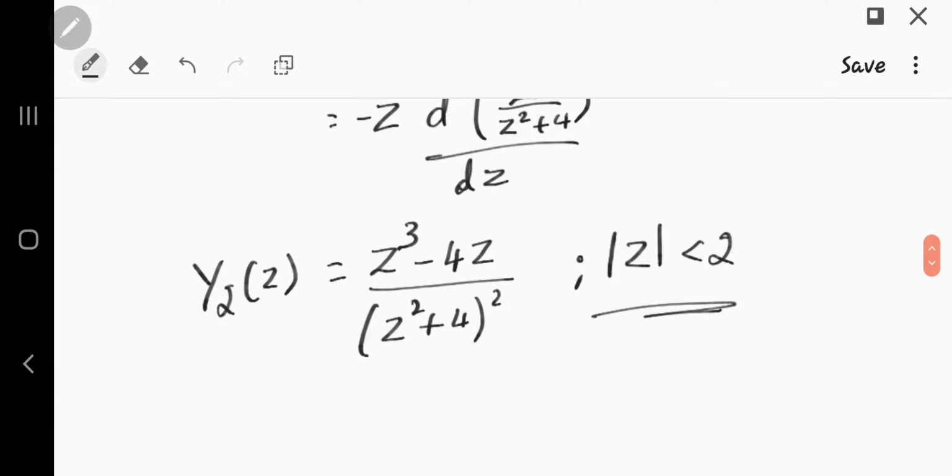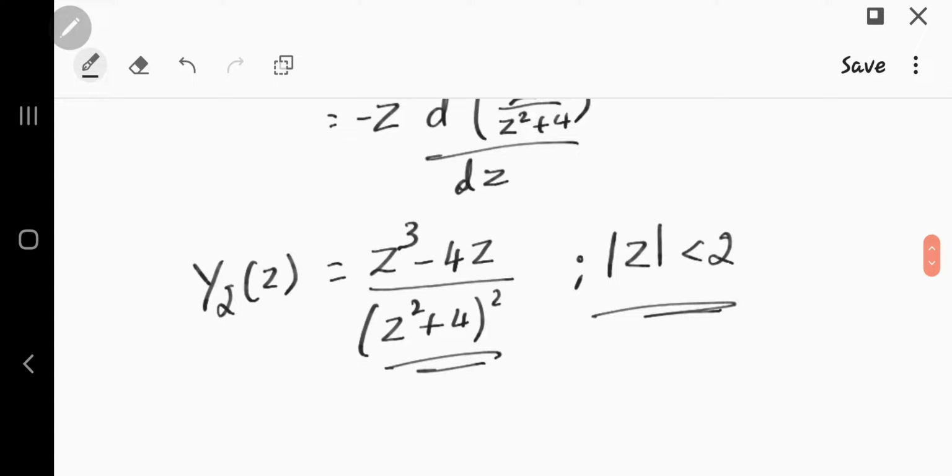I'm not going for the detailed simplification of this. So just try this one and you should get this answer, z cube minus 4z divided by z square plus 4 whole square. That means you have to apply the u by v form of differentiation. So you should get this, that is the quotient rule. You will get this answer.